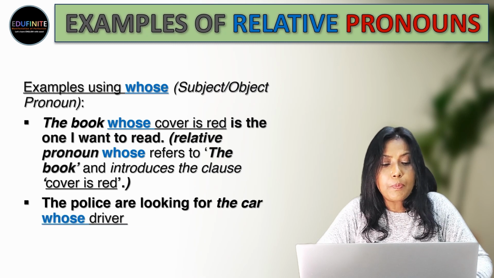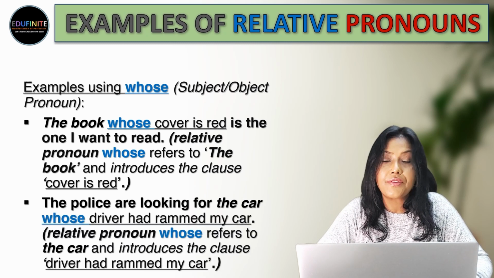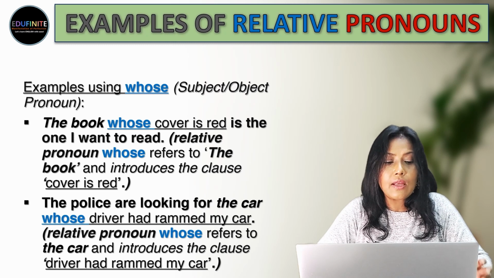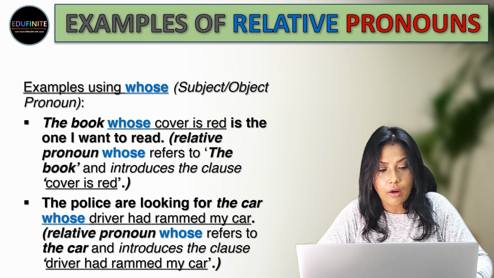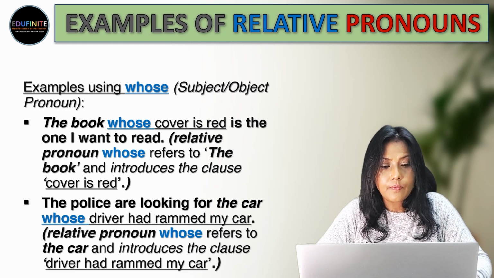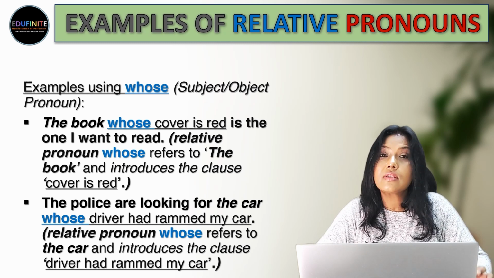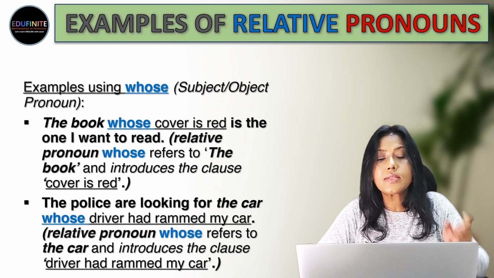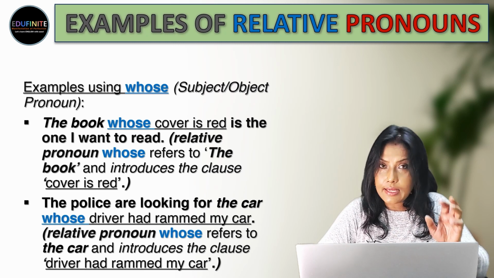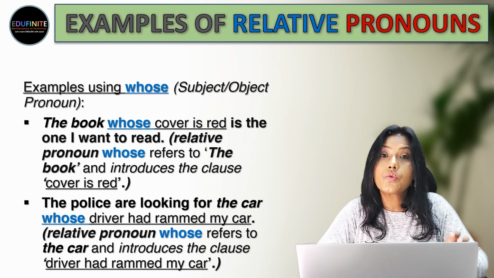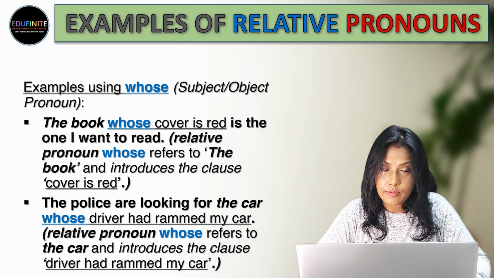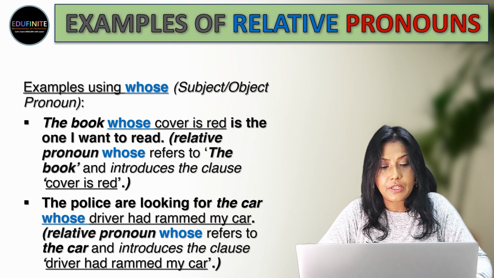Next we have the police are looking for the car whose driver had rammed my car. So the police are looking for the car. Which car? Whose driver had rammed my car. So here whose is the relative pronoun. Now this is the possessive form of the word who. So the book, which book? Whose cover is red. And in the next sentence, the police is looking for which car? Whose driver had rammed my car. So is looking for that particular car.